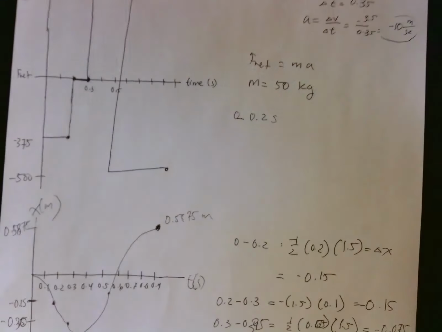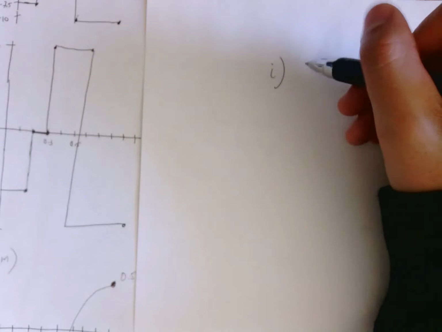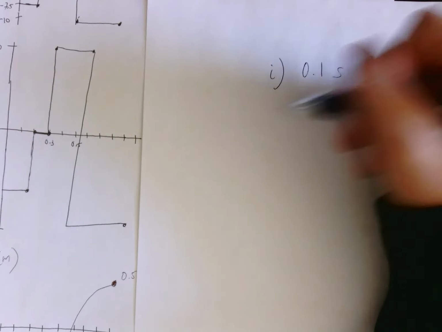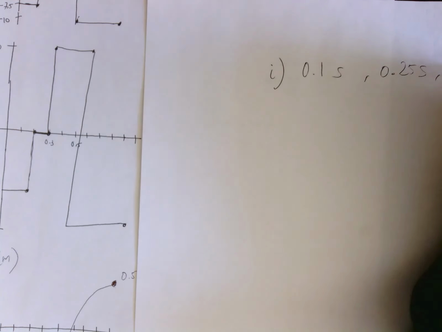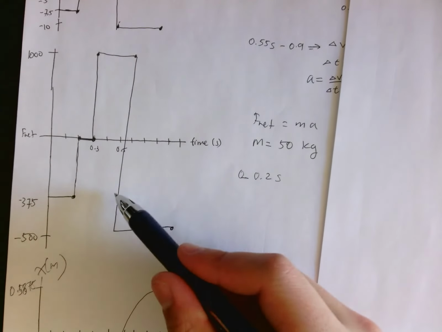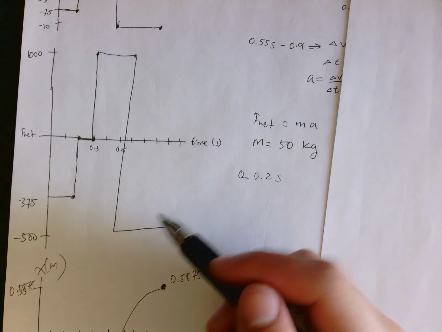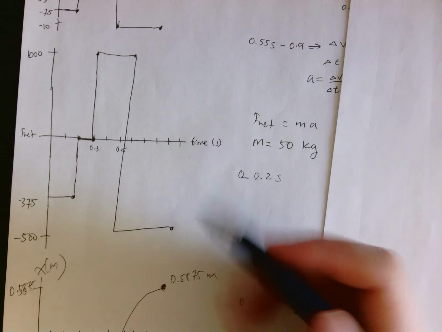So the next question is asking for her force diagram, and they want a force diagram at 0.1 seconds, and then 0.25 seconds, 0.4 seconds, and 0.7 seconds. So we already did the F net graph over here, which is this one. So we can look at 0.1 seconds. Well, that's going to be when her force is over here.